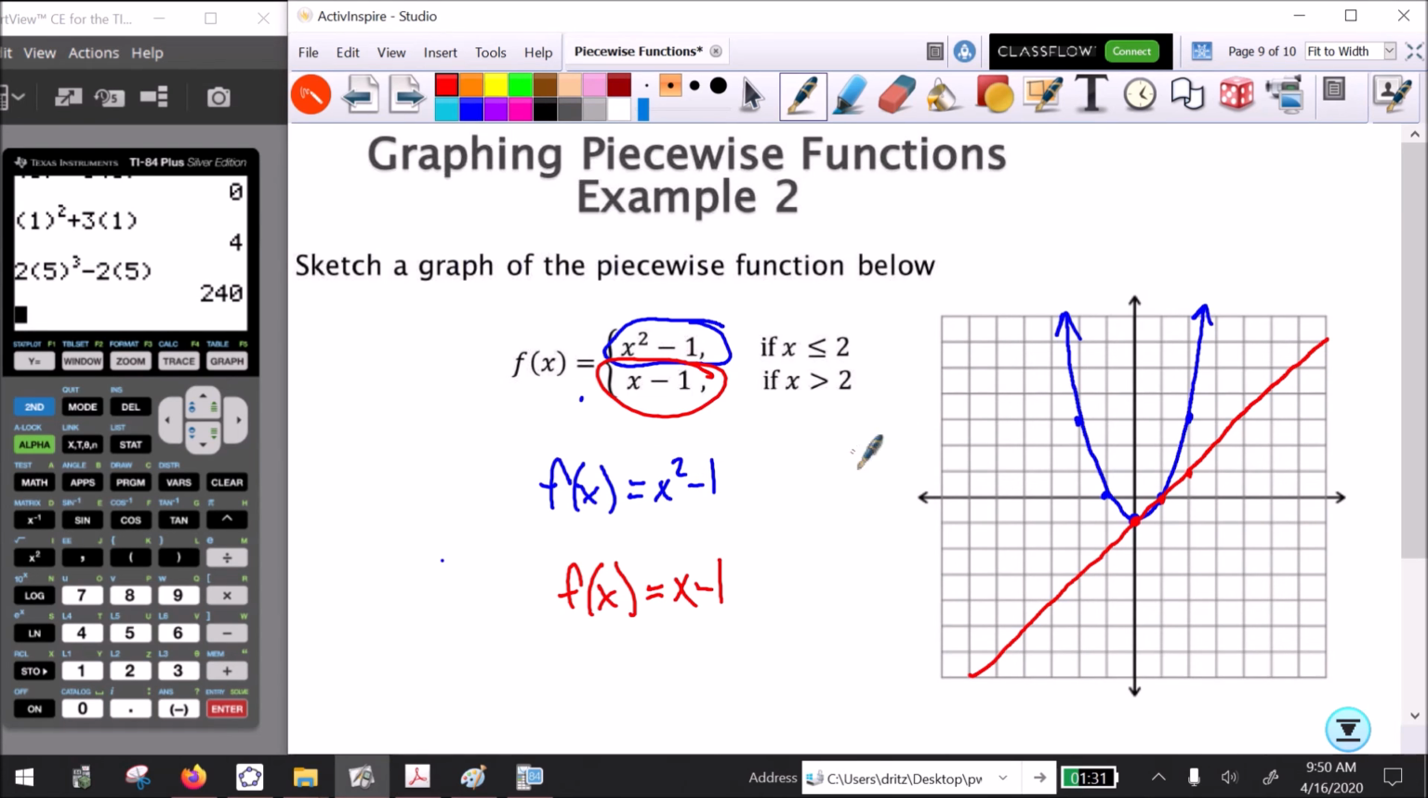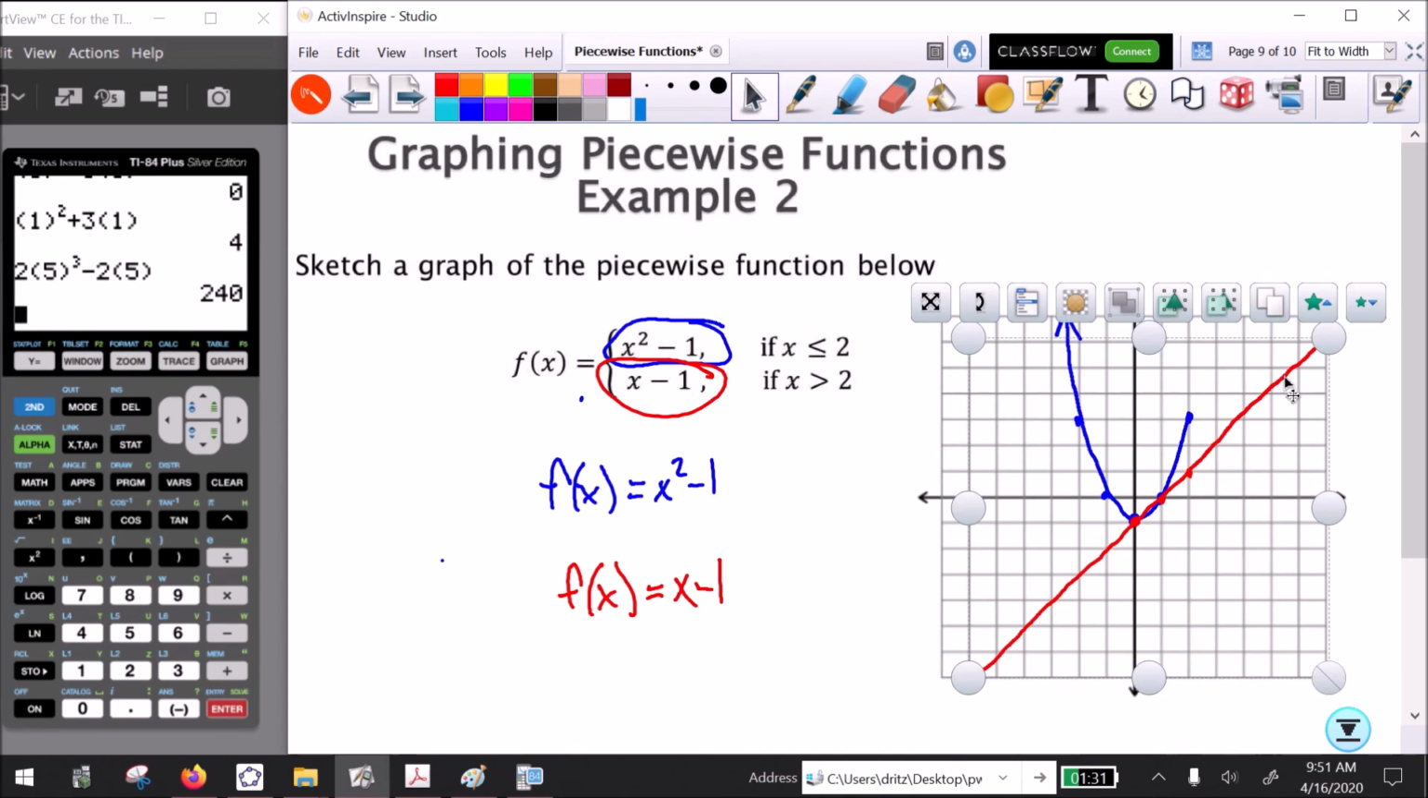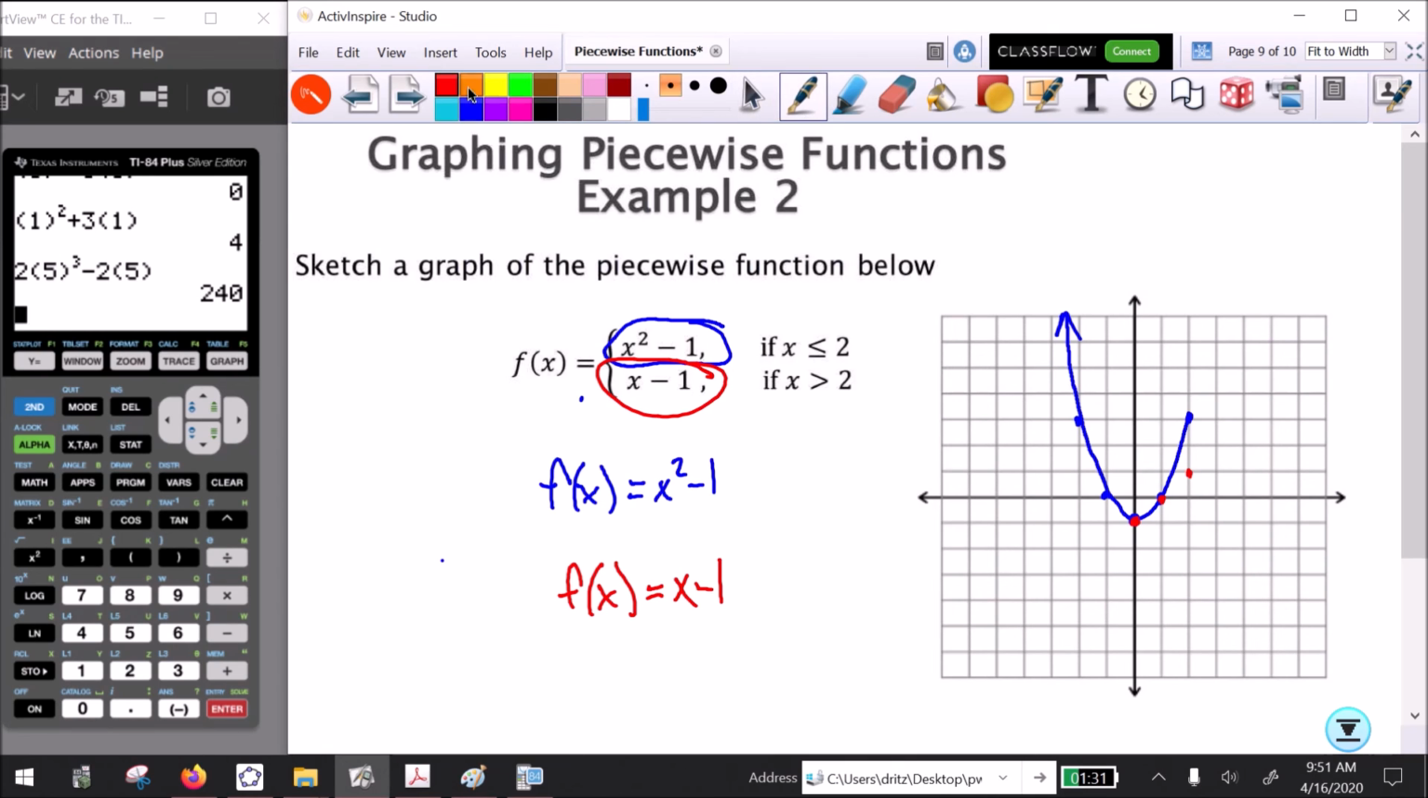Alright, now let's consider the domain restrictions. For the x values less than or equal to 2, we're going to go by the blue graph. And for the x values greater than 2, we're going to go by the red graph. So I actually want to delete or erase this spot of the blue graph all the way anything after 2. And then for our red graph, it's defined as soon as it's greater than 2. So I'm actually going to use an open circle since it says x is strictly greater than 2. I'm going to use an open circle beginning at 2.